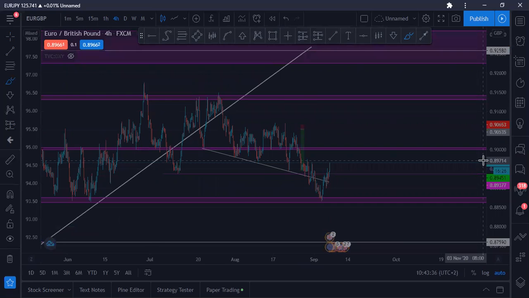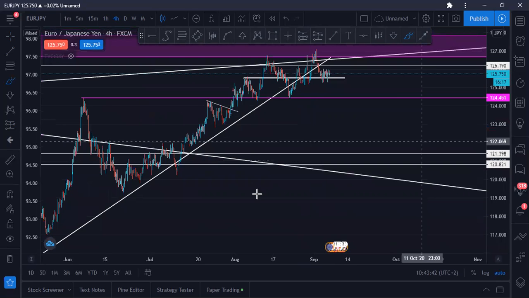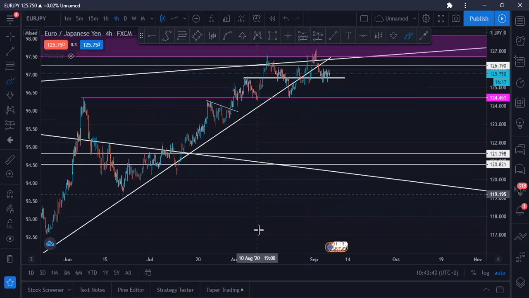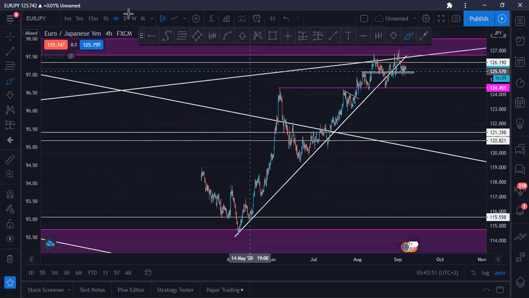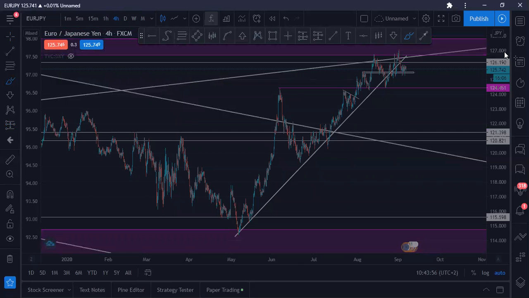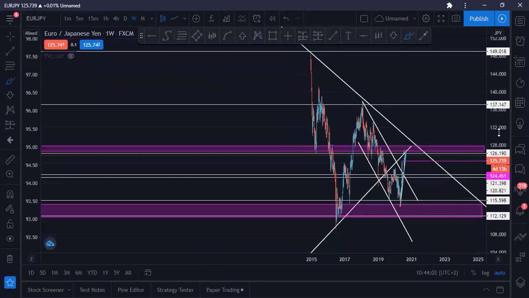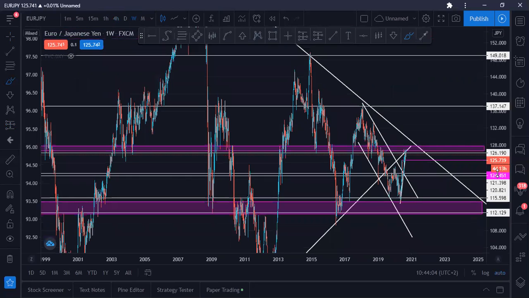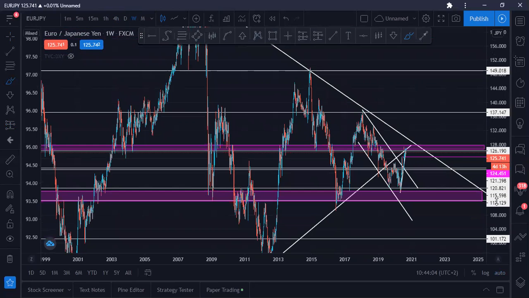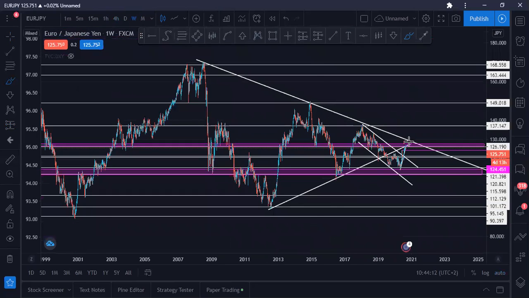Euro JPY. Honestly, very choppy for me right now. Very choppy. We're at the top of this resistance line here. I don't know if maybe I can show you guys on the weekly where I get that line from. Okay. You guys can see the market is at the zone right here.